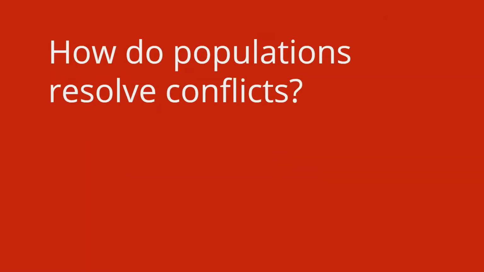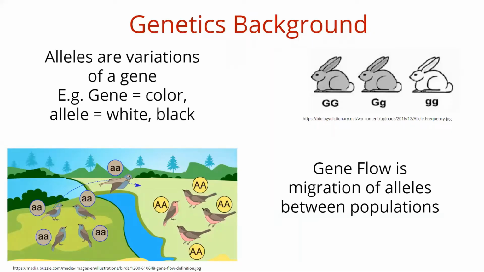Now we'll be talking about how populations resolve these conflicts. So what happens once populations are interacting? How do they resolve conflicts in their different ideas? So we based our models on equations from the field of genetics. As a brief background on genetics, alleles are the variations of a gene. For example, if a gene was for color, the allele could be for the color specifically white or black, and so on. And then we also talk a little bit about gene flow, which is the migration of alleles between populations. As you can see in the picture, some alleles from one population are moving to another population.